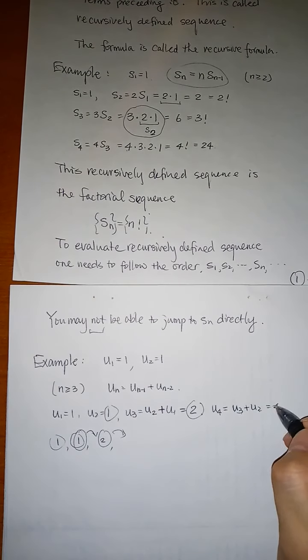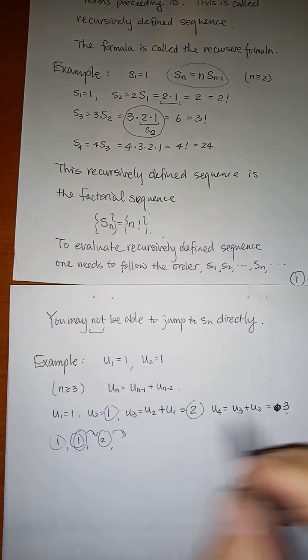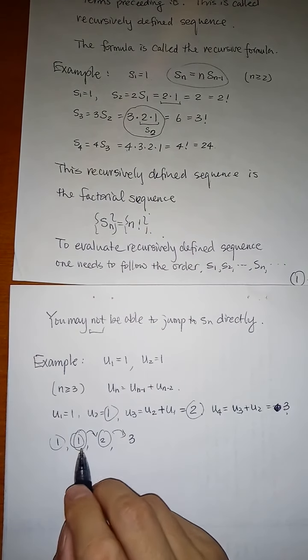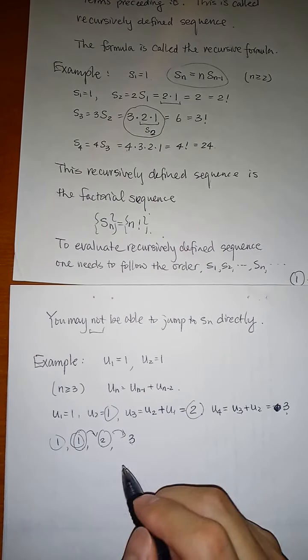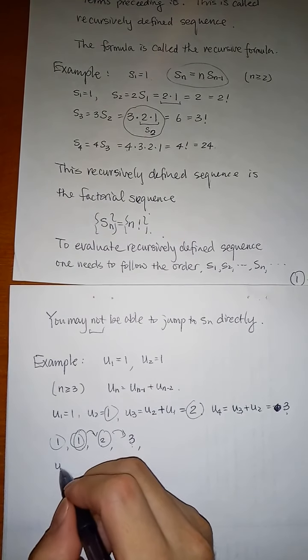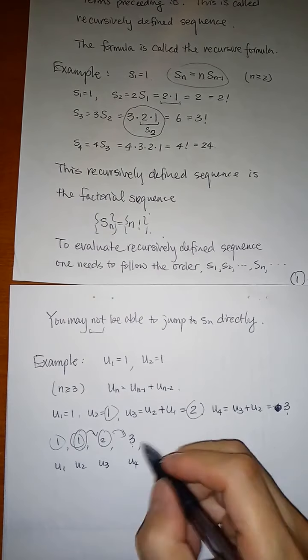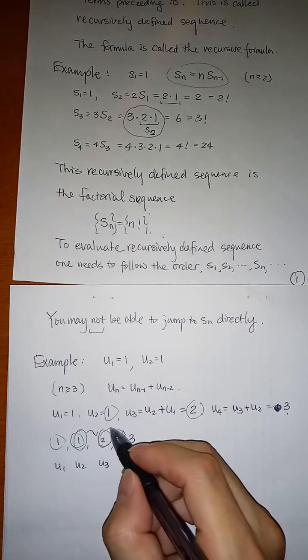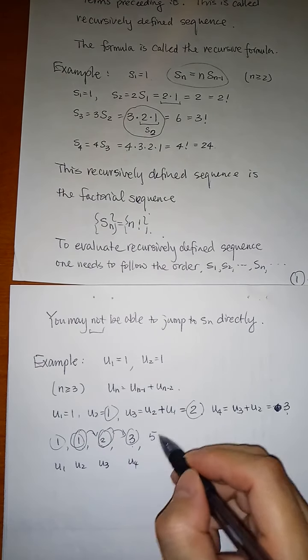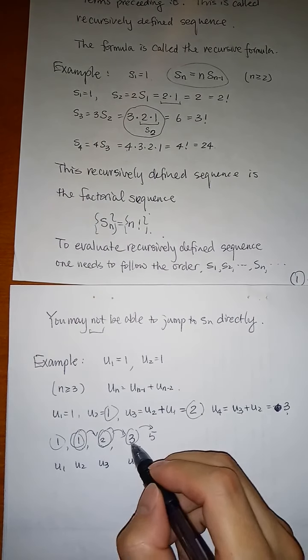Sorry, how do I get 4? This is a 3. It's a mess, my problem. So 1 plus 2 is a 3. This is U4. U1, U2, U3, U4. What is U5? For U5, you add 2 with a 3. You will get 5. 2 plus 3, you get 5.